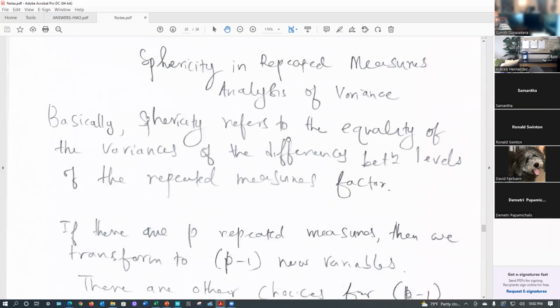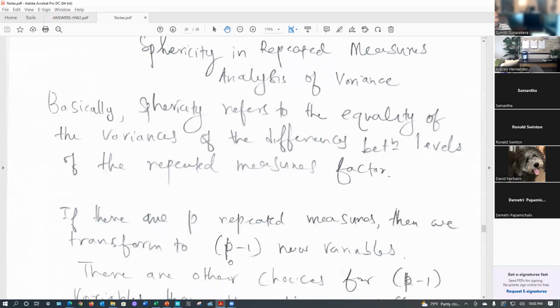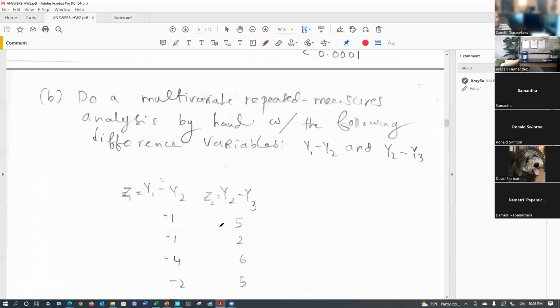Basically, sphericity refers to the equality of the variances of the differences. That's not the only way you can get this done. Why are you taking only the differences? Why are you trying to do it this way only? Are there any other polynomial ways you can get this done? That's one of the questions we have. If you do it any way, you can get this done. Sometimes instead of this one, you're going to say y1 minus y2 squared.